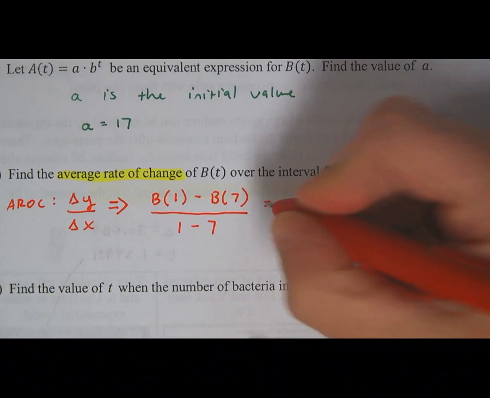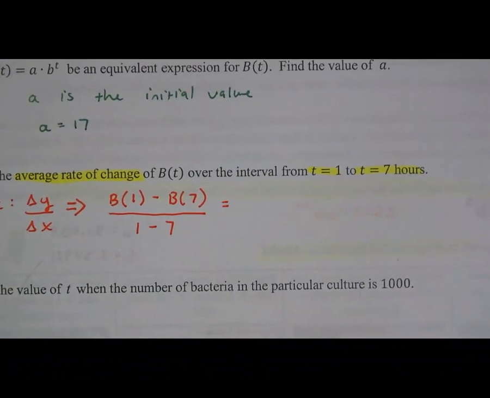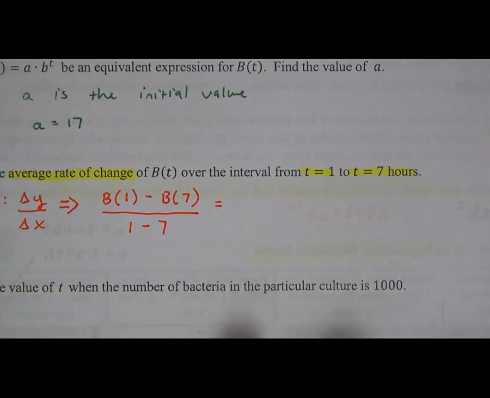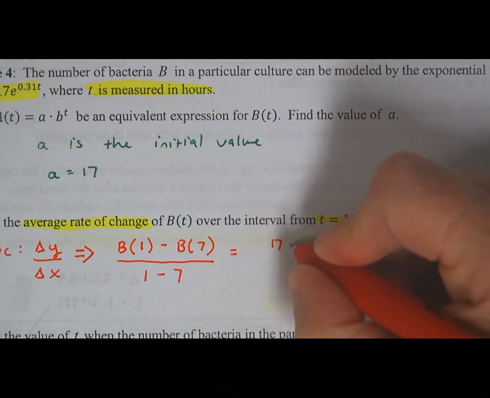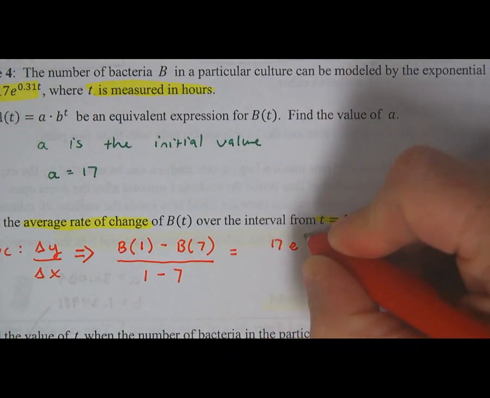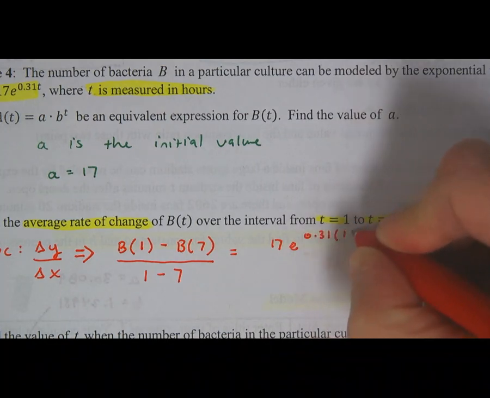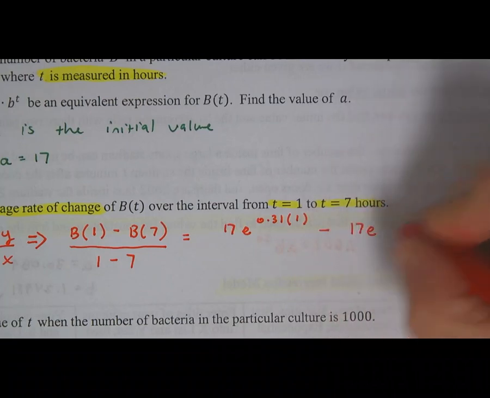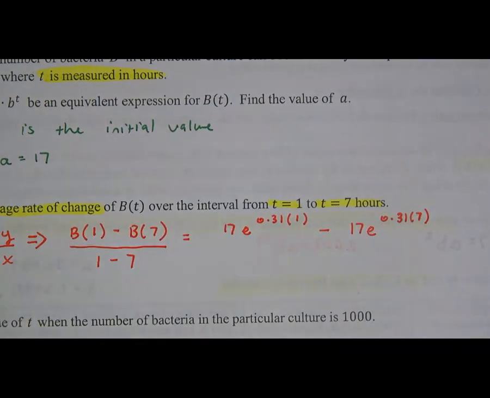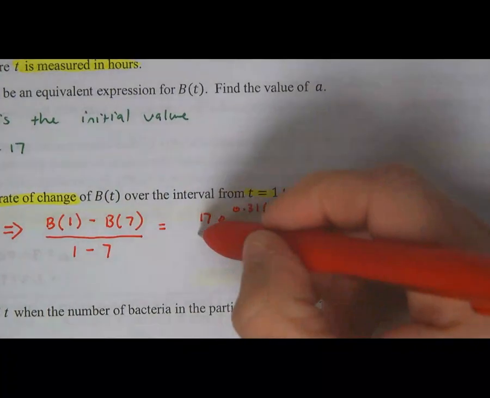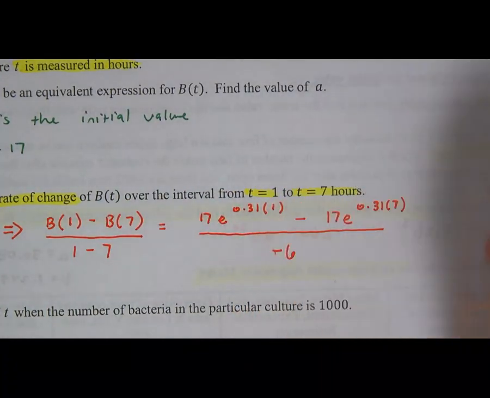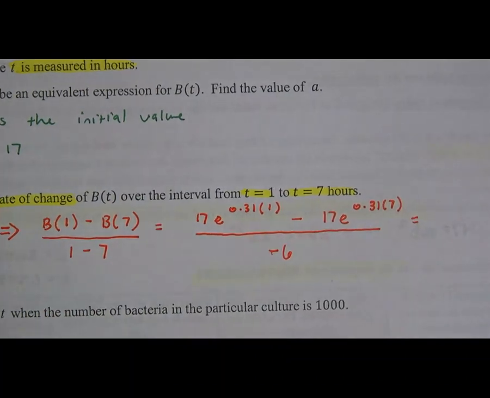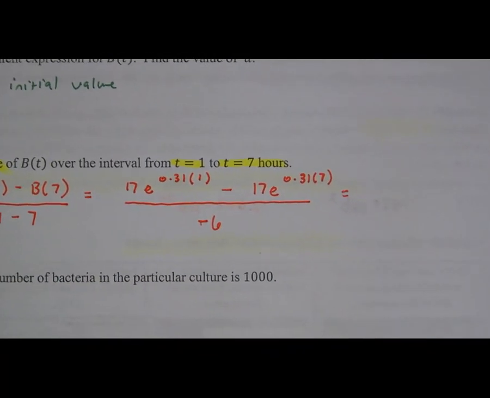I made it sound really easy, but the work to show on the paper is going to be a little bit tricky. So I'm plugging in 1 to this function right here, this b of t. So 17 times e to the 0.31 times 1 power, minus 17 times e to the 0.31 times 7 power, all divided by, well, 1 minus 7 is negative 6. You can type all of that into your calculator in one fell swoop and get your answer.